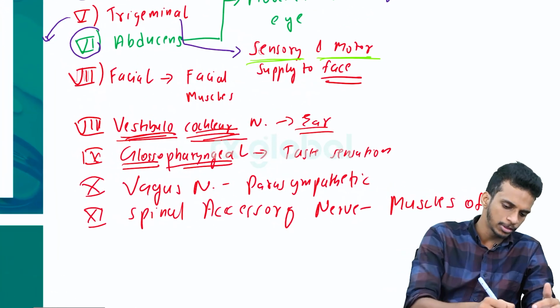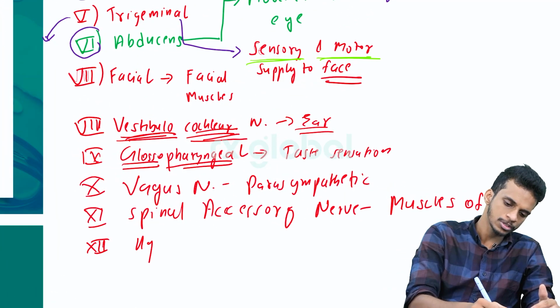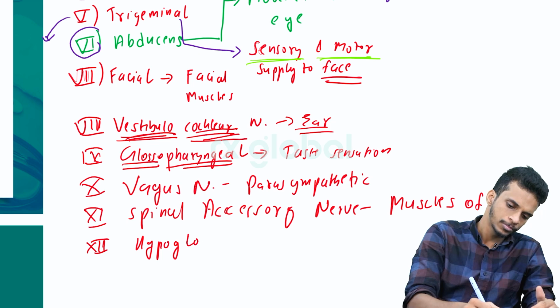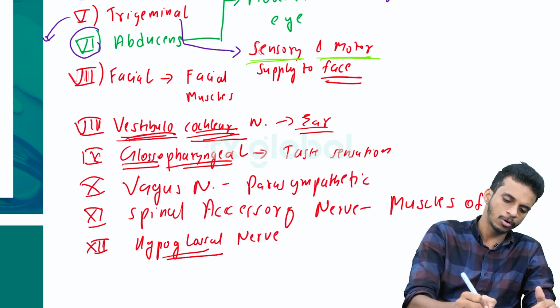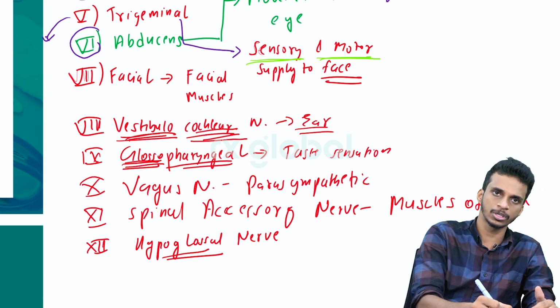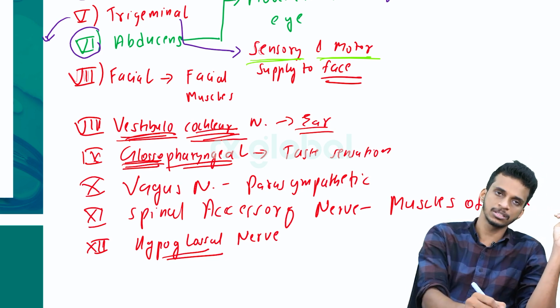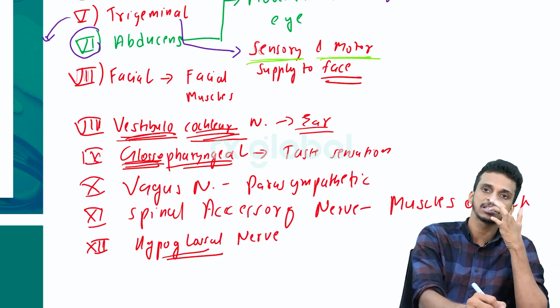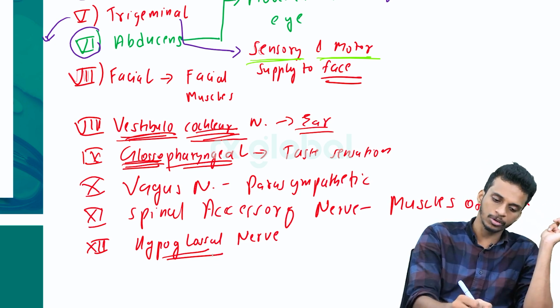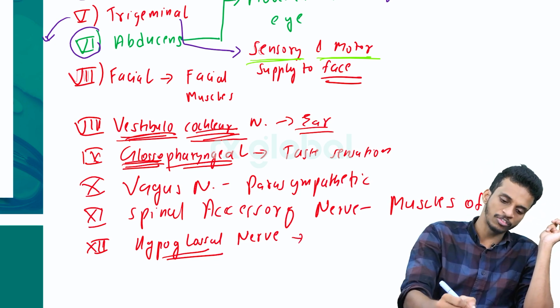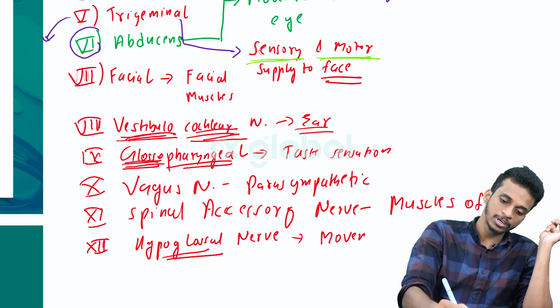Now, finally, I have the 12th nerve, which is called the hypoglossal nerve. So here again you have got glossal. Here also you have got glossal. Glossal means tongue. So in glossopharyngeal, glosso meant it carries taste sensation from the tongue. And here again we have got glossal. So glossal means tongue. So the function of the hypoglossal nerve is movement of the tongue.